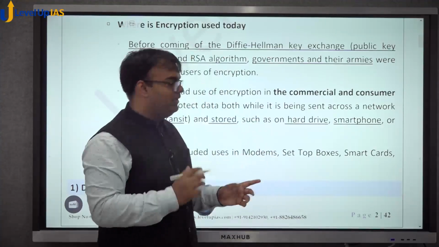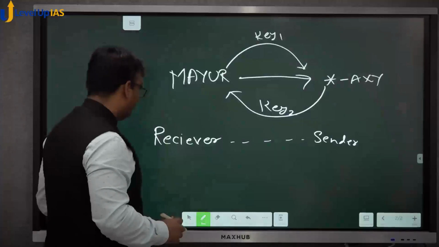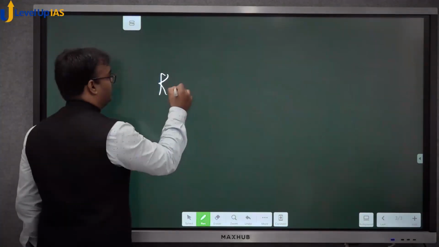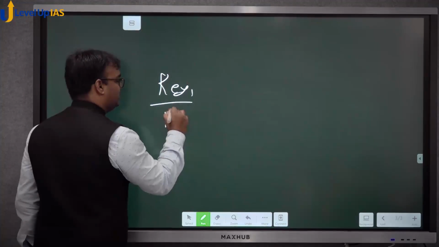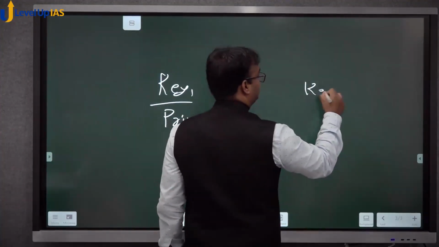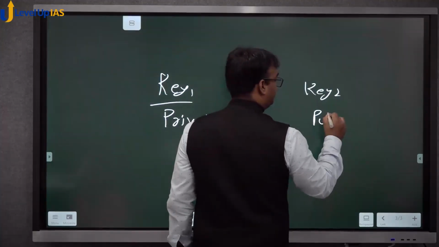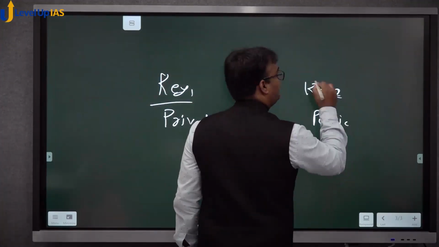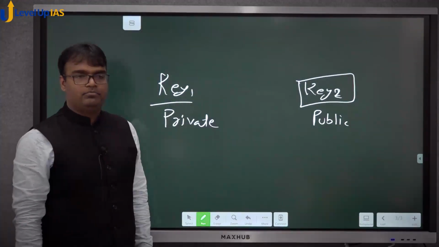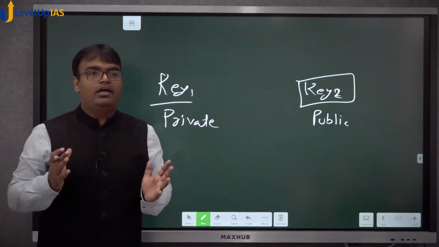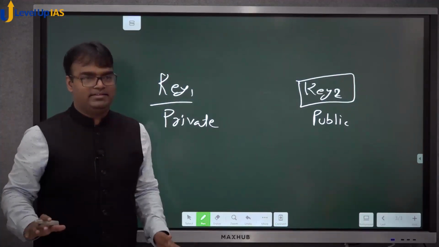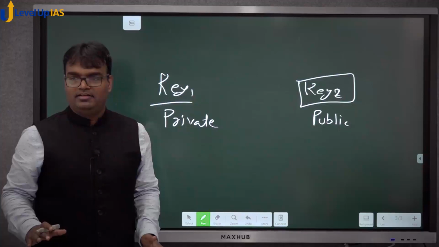Let's say key 1 is public. Let's say key 1 is private, and key 2 is public. Using key 2, can I derive key 1? If this can happen, then our public key cryptography algorithm would break. Can this happen?